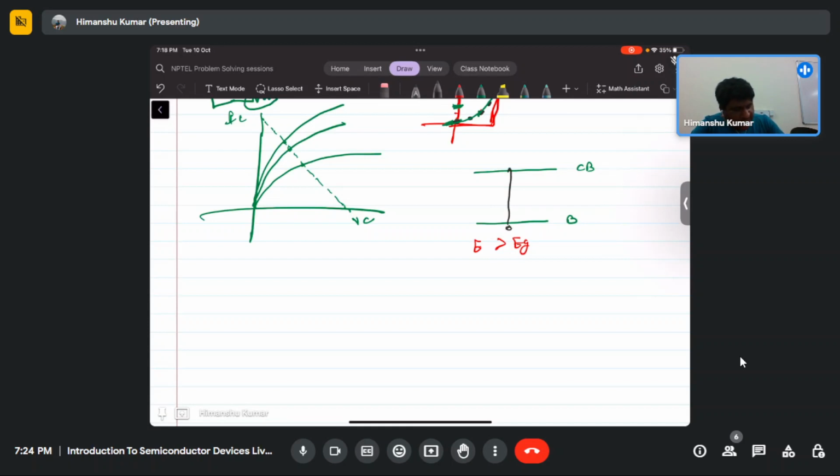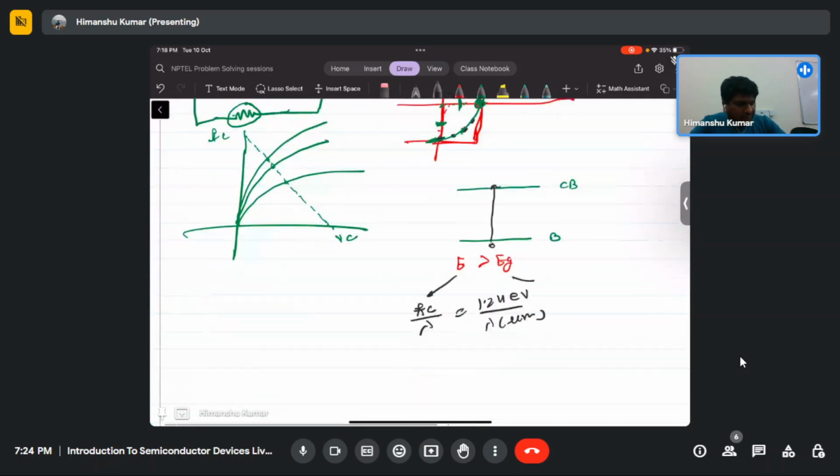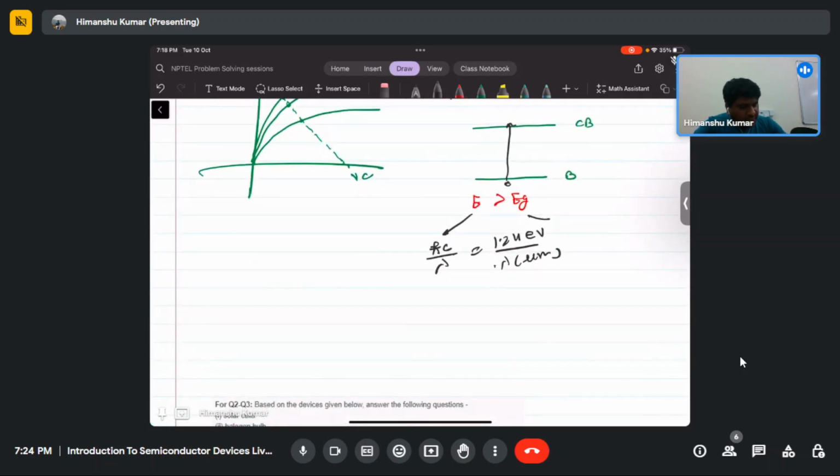So if you shine light, the energy of the photons is hc over lambda, or you can write it as 1.24 electron volt divided by lambda in micrometer. With the energy you can calculate the wavelength, or if you know the wavelength you can calculate the energy. Now you can compare it with the band gap.